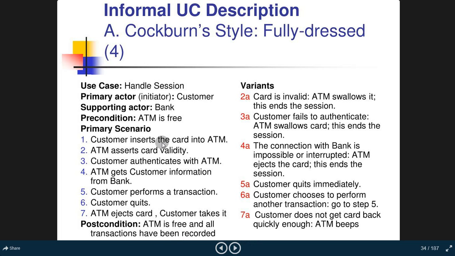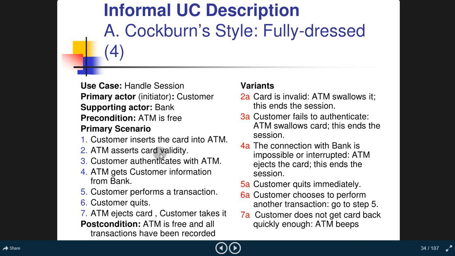Okay, so next one shows the different kinds of options that we use to create the process. Handle session: primary actor customer, supporting actor bank, precondition ATM is free. So basic differences are there. Customer inserts the card into ATM, ATM asserts card validity, customer authenticates with ATM, ATM gets customer information from a bank, customer performs a transaction, customer quits. So here ATM ejects card, customer takes it. ATM is free and all transactions have been recorded.